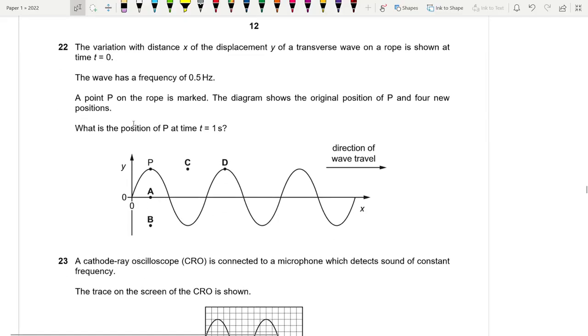22. Finally, waves. The variation with distance x of the displacement y of a transverse wave on a rope is shown at time 0. The wave has frequency 0.5 Hertz. A point P on the rope is marked. The diagram shows the original position of P and 4 new positions. What is the position of P at time 1 second?